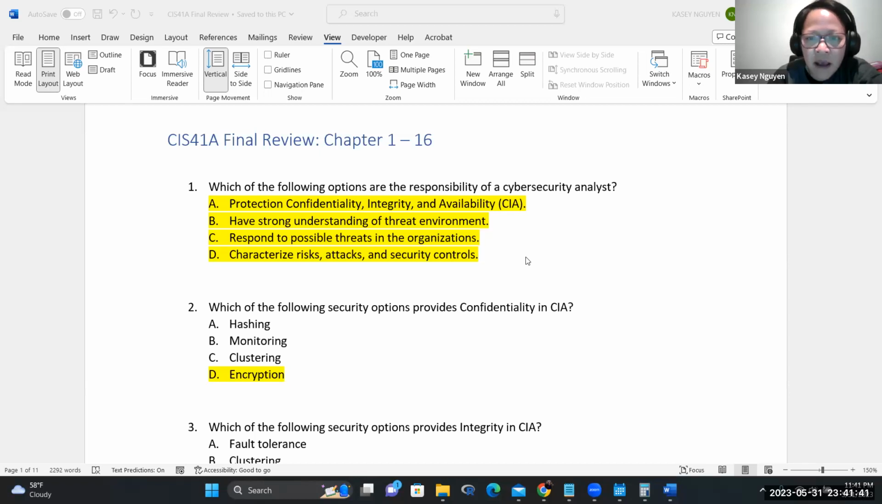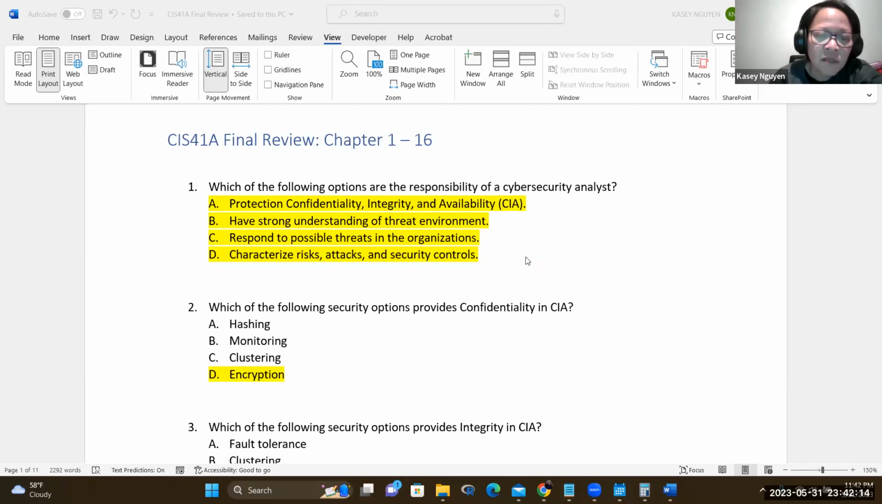We talked about how in cybersecurity, our goal is to make sure that we implement measures and practices for CIA. So make sure that you select that option. Second, you need to have a strong understanding of threat environment. That means that we have to perform threat intelligence along with be able to go through the task for threat analysis and be able to identify internal and external threat.